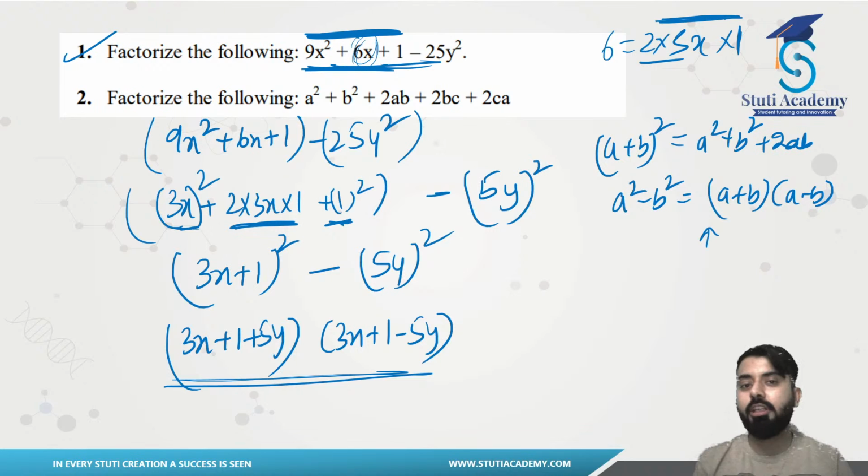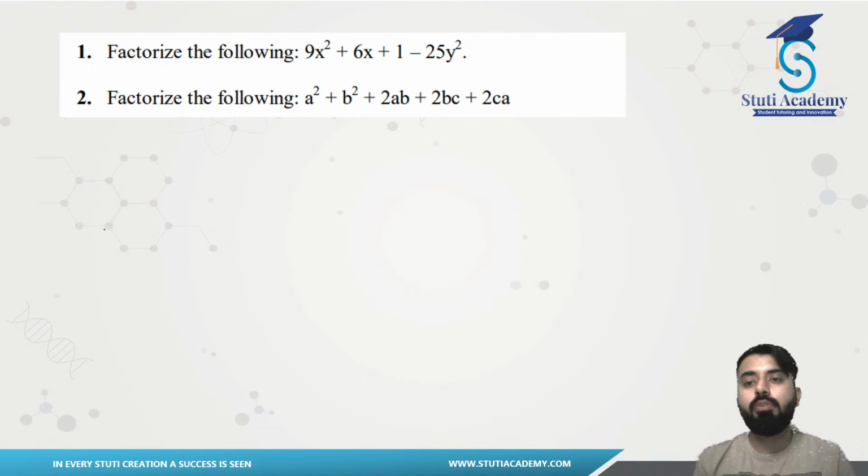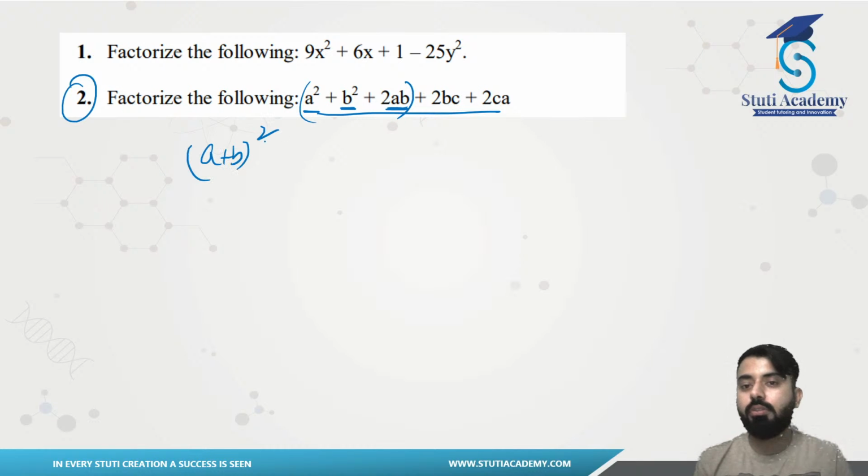I hope you guys understand this and you don't have any doubt in this, right? Now let's move forward and start with the second sum. You guys see we have to factorize this equation. If you look at this one, can you see a square plus b square plus 2ab? If I put a bracket over here, this is exactly a plus b whole square.